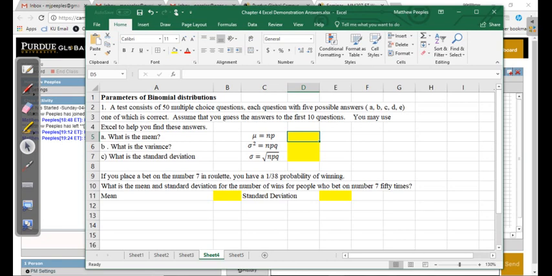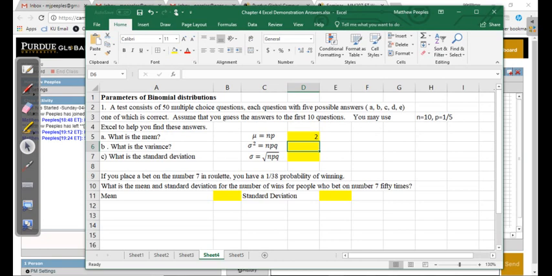Assume you guessed the answers to the first 10 questions, all right? So now in this case, we're going to let n equal 10, right? Because that's the number of our trials. And this time our probability is equal to 1/5. All right. So what should we say? Well, our mean is simply going to be equal to 10 times 1/5, which is to say 2. We would expect on average to have 2 guesses out of those 10 correct.